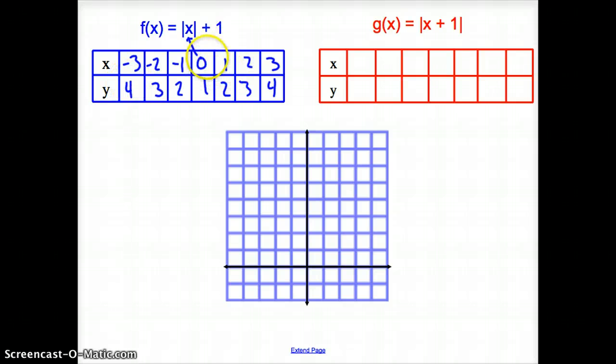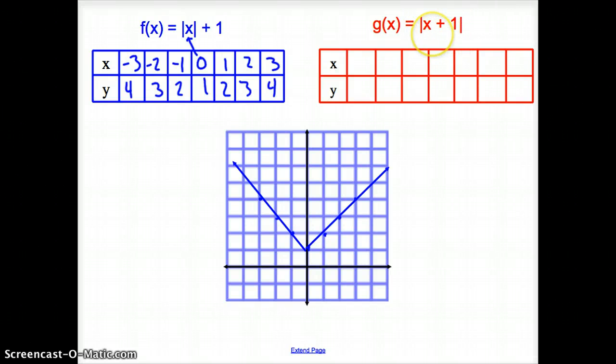So if we would graph this, we would have 0, 1. We would have 1, 2, 2, 3, 3, 4. We would also have -1, 2. We would have -2, 3, and we'd have -3, 4. We could then connect our dots with a line, and so again we have a graph that looks like a V.